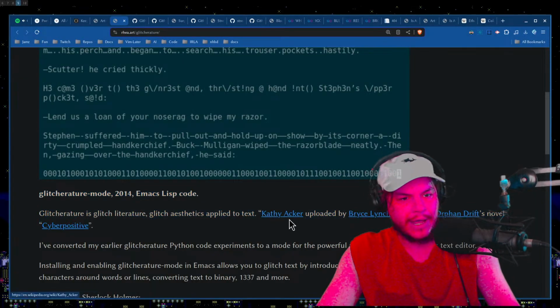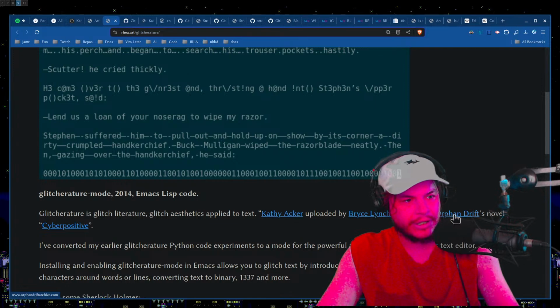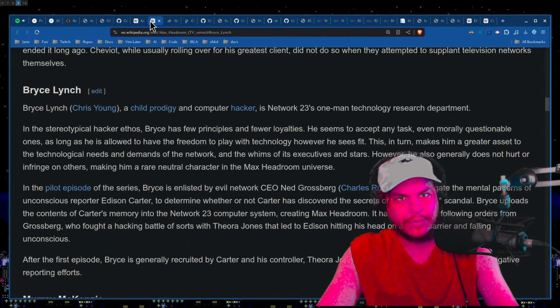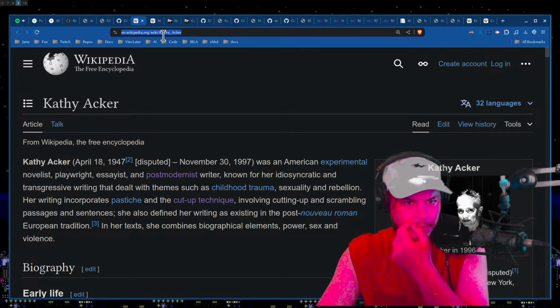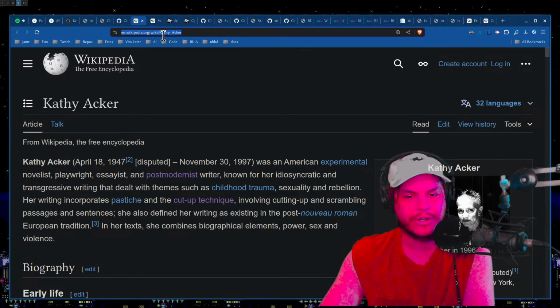Which is Kathy Acker, Bryce Lynch, Orphan Drift, Cyber Positive. I got to read this, okay? So, experimental novelist, playwright, essayist, postmodernist writer, known for idiosyncratic and transgressive writings that dealt with such themes as trauma, sexuality, rebellion, pastiche, cut-up technique, cutting up and scrambling passage and sentence. She defined her writings as existing in the post-Nouvelle Roman tradition. In her text, she combines biographical elements, power, sex, and violence.